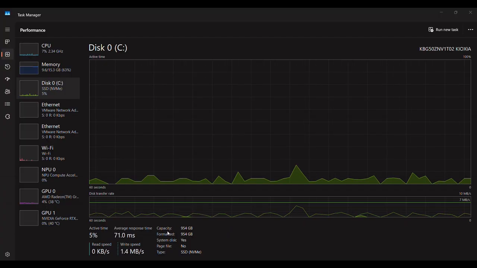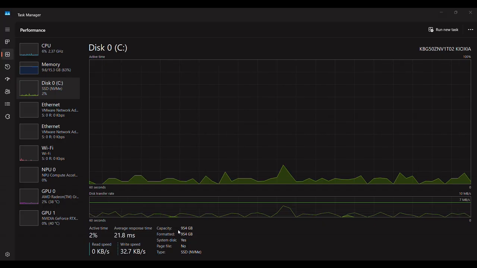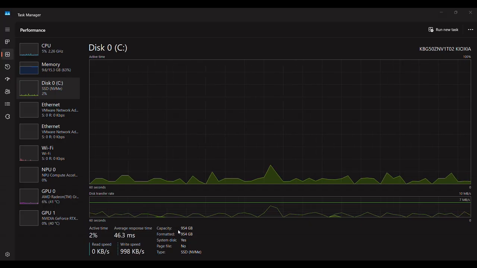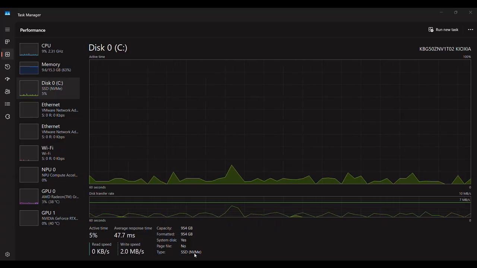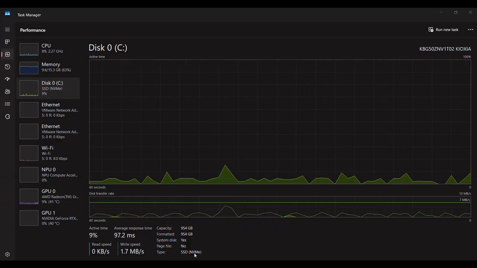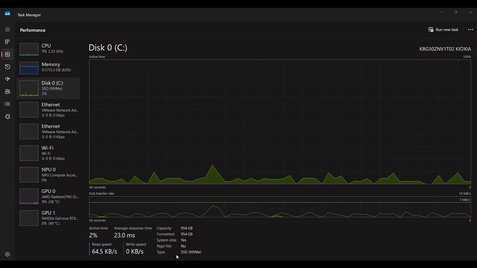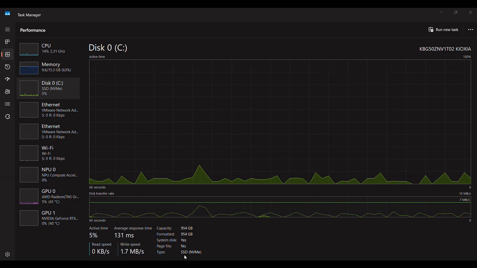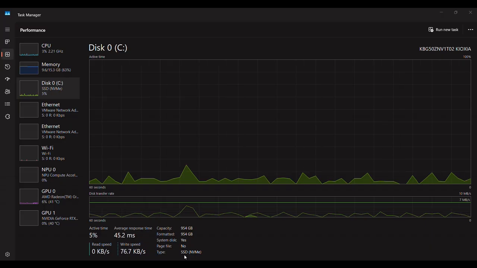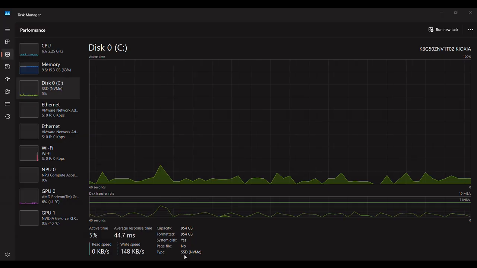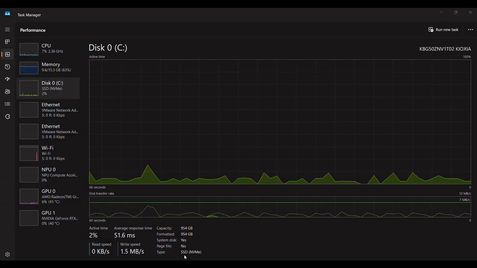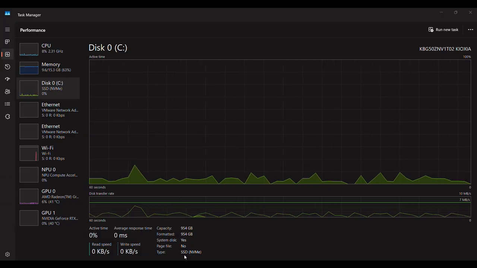This section also displays total storage capacity and disk configuration details. This system is currently using an NVMe solid state drive. This SSD provides significantly faster performance compared to traditional hard disk drives. This improves application loading times, file access performance, and overall system responsiveness.